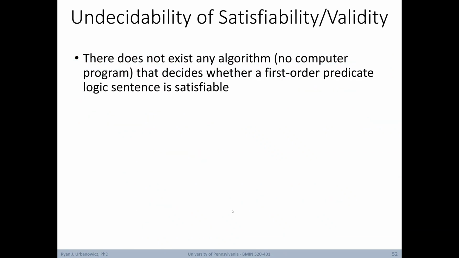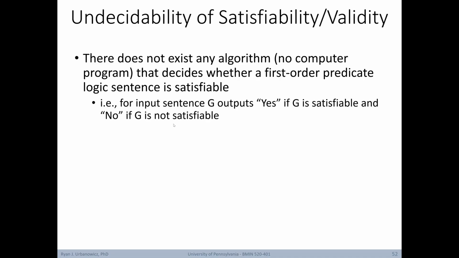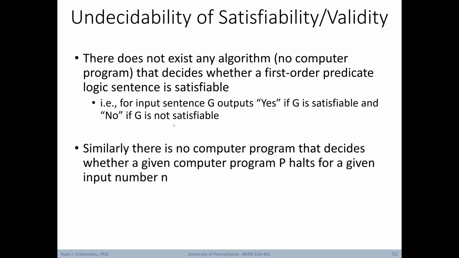We'll end this lecture by briefly mentioning the undecidability of satisfiability and validity. Basically, in first-order logic, there does not exist any algorithm, no computer program, that can decide whether a first-order predicate logic sentence is satisfiable. In other words, an algorithm that will take an input sentence G and output yes if G is satisfiable and no if it's not satisfiable. This should sound familiar from our discussion of history and Alan Turing's work, where he proved that there is no computer program that decides whether a given computer program P halts for a given input number n. This is called the undecidability of the halting problem.